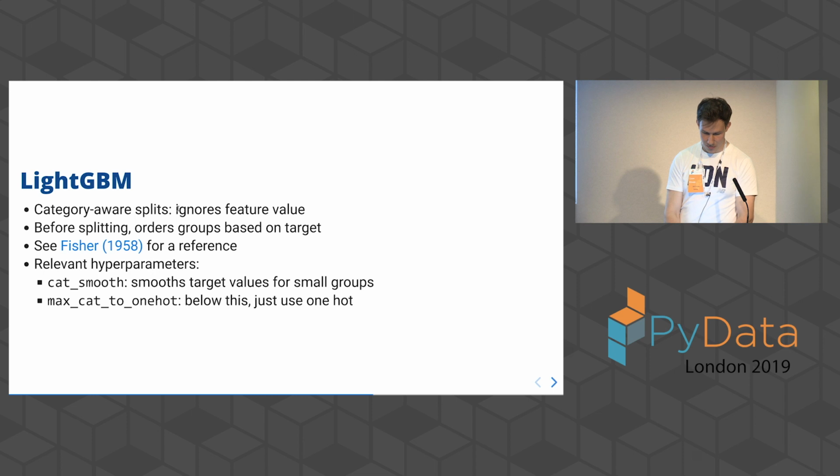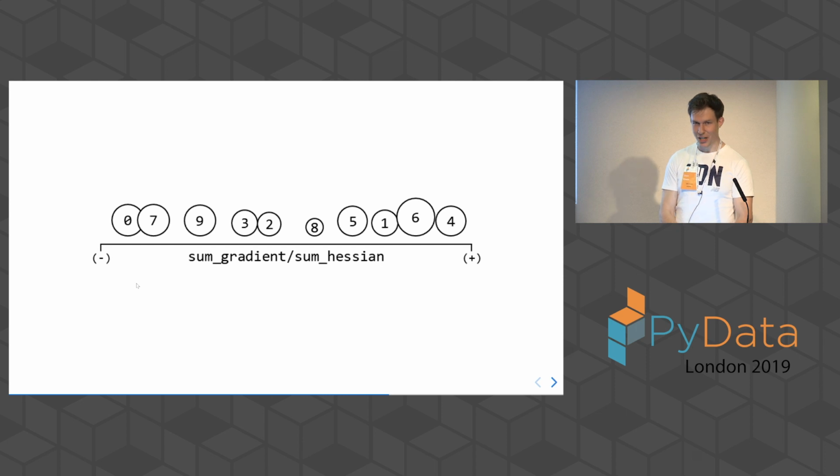So LightGBM is category-aware splits, which basically means if you have 10 groups, you can do a split with 5 and 5. Before splitting, you order groups based on the target. This reference here, there's a cat smooth parameter and a max cat to one-hot. So below a certain value, we'll just use one-hot encoding, and then smooth things. So basically, I've got a 1 minute warning, so I'm going to wrap it up as quick as I can.